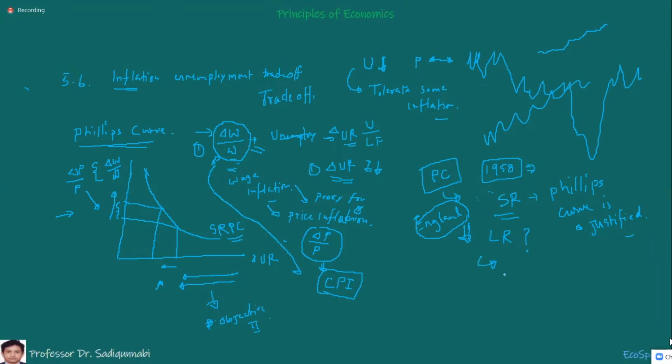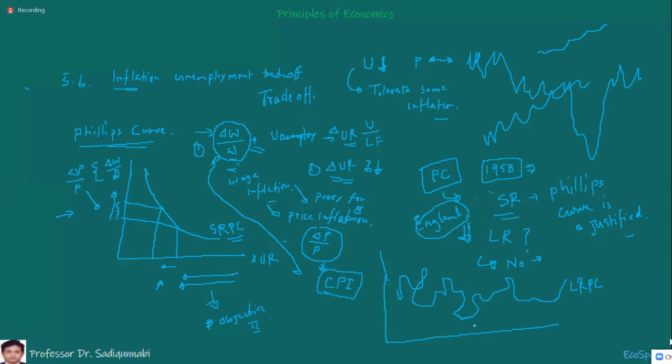The majority of the economists say that no, it is not justified in the long run. And one of the economists found in the USA that in the long run the relationship is like this. So this is the long run Phillips curve. Do you see the inflation unemployment trade-off here? Is there any trade-off?